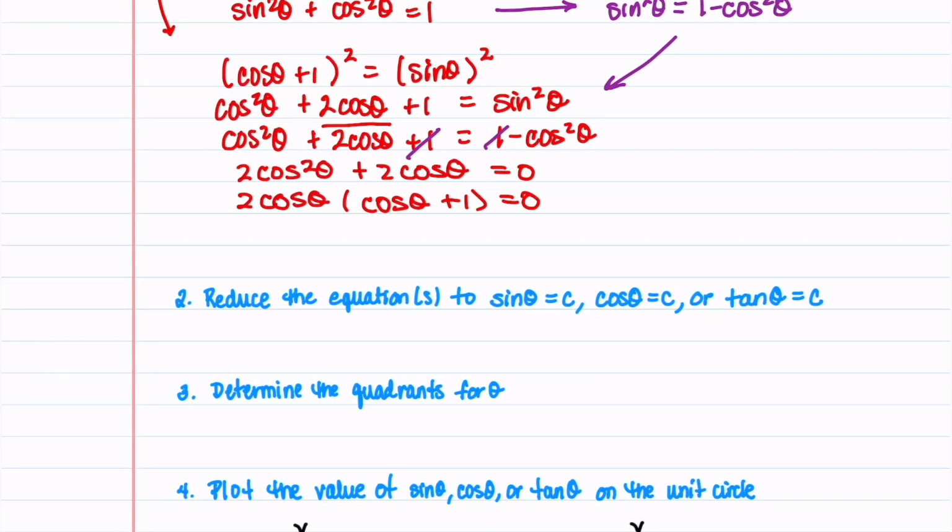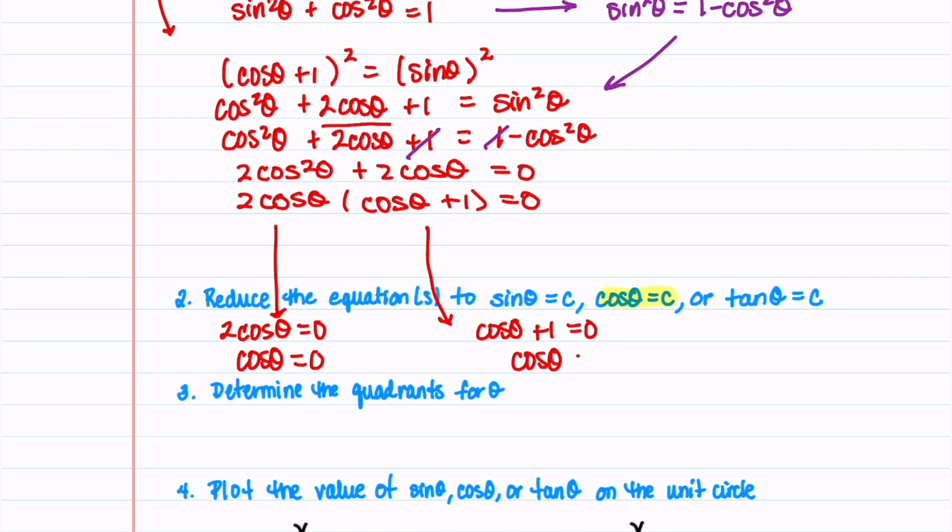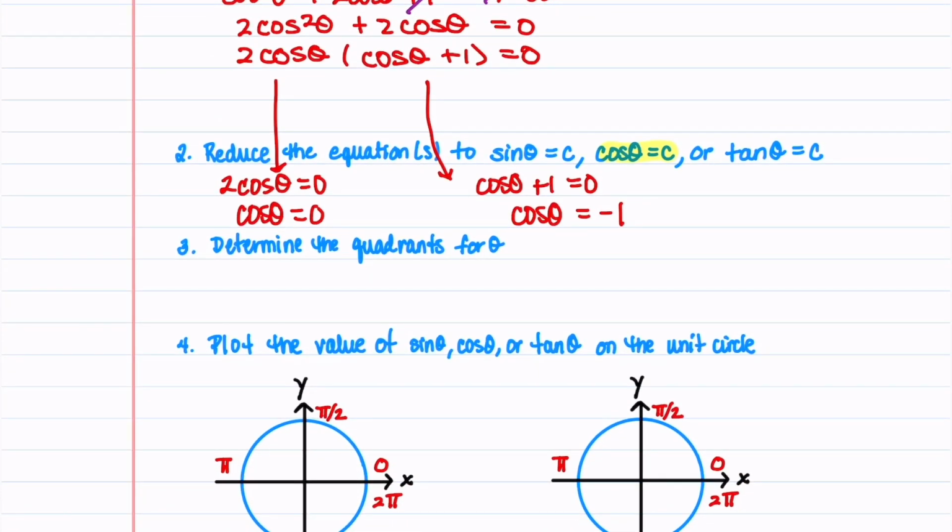This gives us two equations that are going to reduce to cosine theta is equal to a constant. Our first equation is going to be 2 cosine theta is equal to 0, which gives us cosine theta is 0. And then our second equation is going to be cosine theta plus 1 is 0, which gives cosine theta is equal to minus 1. Let's now think about the quadrants. Since cosine theta is equal to 0, theta is going to be located at a coordinate point. And when cosine theta is equal to negative 1, it's also going to be located at a coordinate point.